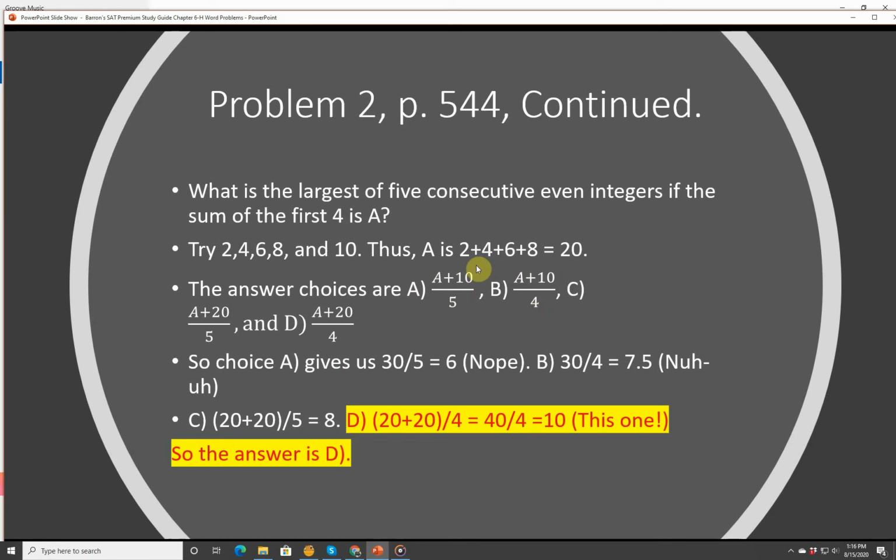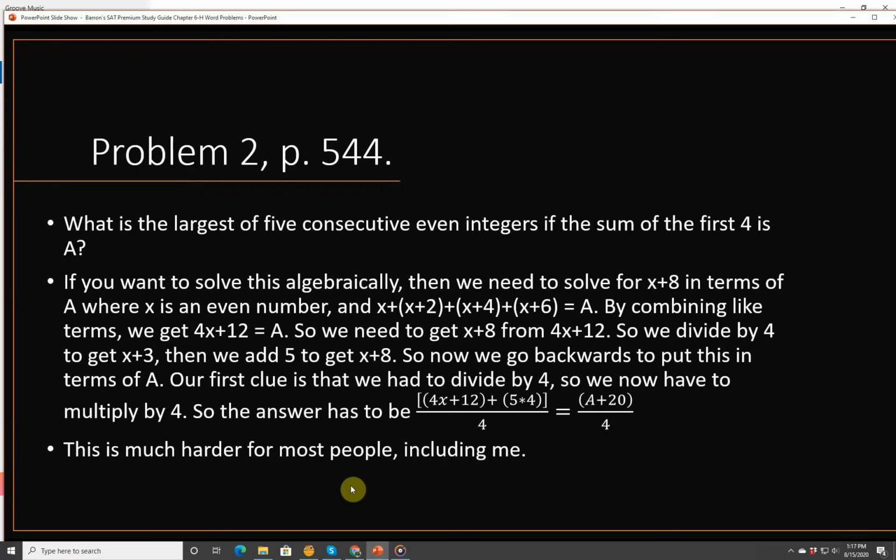So choice A gives us 20 plus 10 over 5. That's 30 over 5, which is 6. Nope, doesn't work. Okay, choice B is 20 plus 10 over 4, that's 30 over 4, that's 7.5. Remember, we're looking for 10. So C is 20 plus 20 over 5, that's 8. Close but no cigar. And then we have 20 plus 20 over 4. Hey, that's 40 over 4, that's 10. So the answer is D.